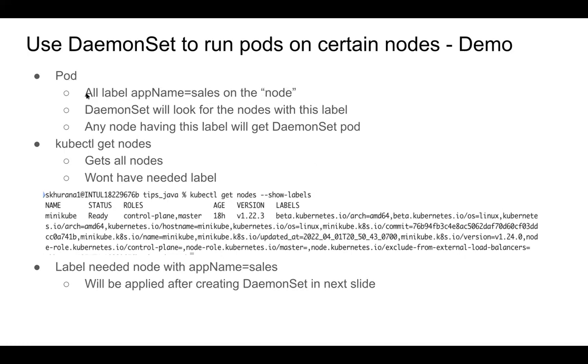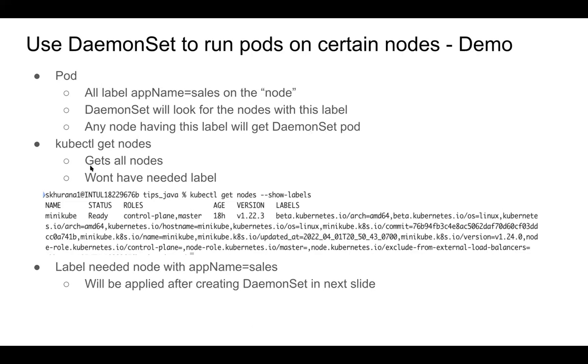Now we'll create a daemon set pod. I said our label is app name sales on the node. So we'll use the node selector in the daemon set, and the daemon set will have the label called app name equal to sales. The daemon set will look for the nodes with this label app name equal to sales, and any node having this label will get the daemon set pod.